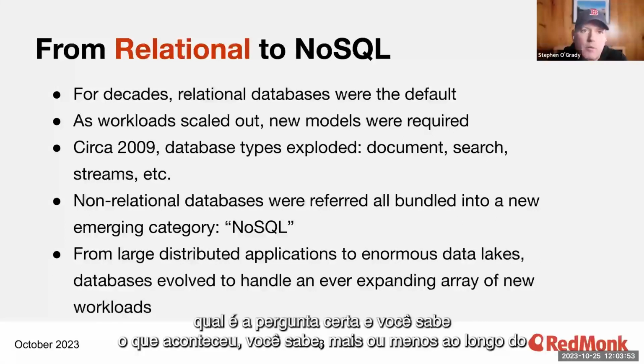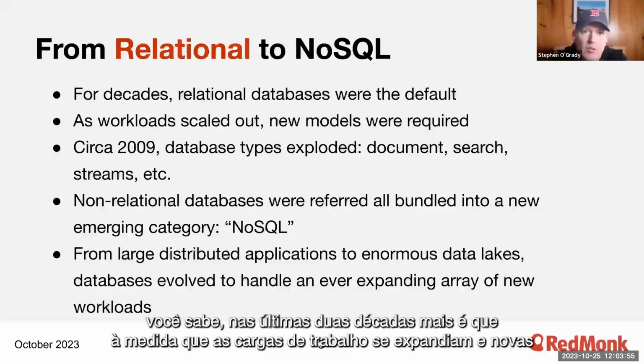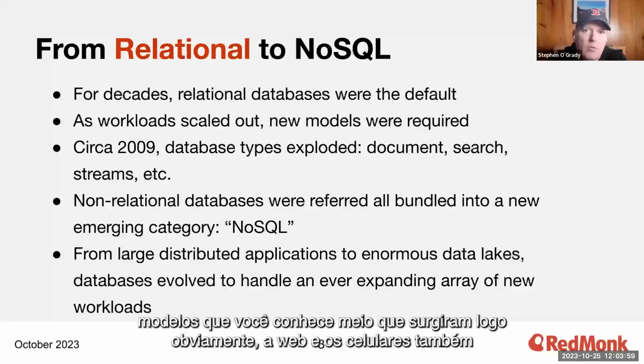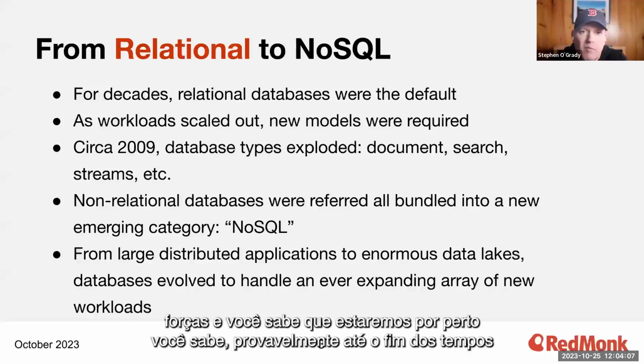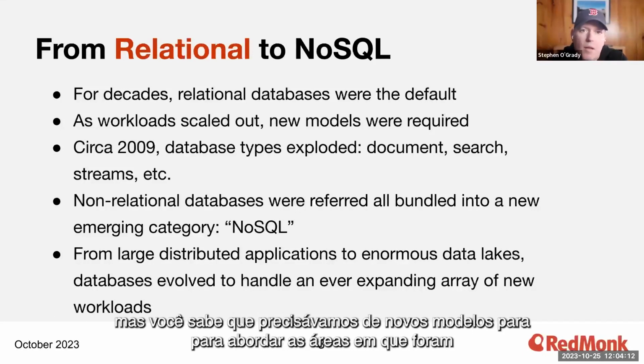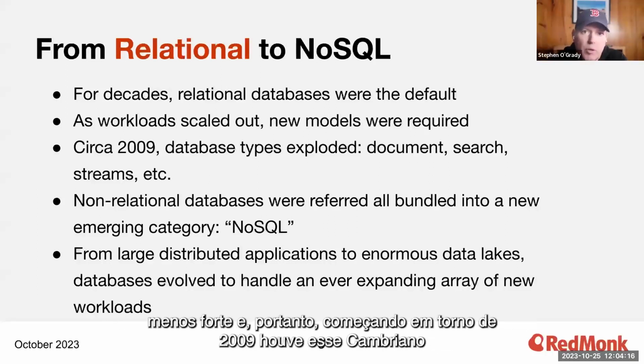And what happened over the last 2 decades plus is that as workloads scaled out and new models emerged, right? Most obviously the web, mobile as well. New database models were required. Relational databases have many strengths and will be around probably until the end of time. But we needed new models to address the areas where they were less strong.